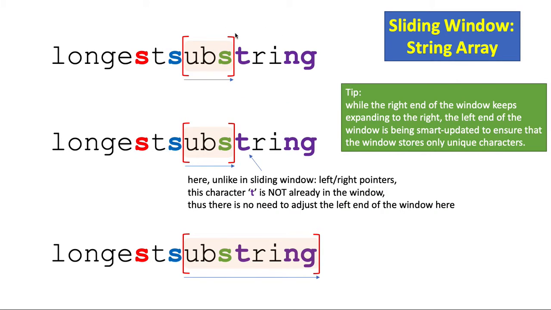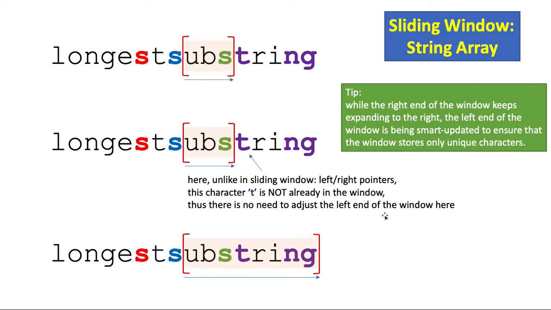Here we keep traversing to the right, expanding the right end of the window. Here we encounter a character T, the purple T. However, unlike in the left and right pointers version of the sliding window technique, this character T is not already in the window. U, B, S, T. There's no need to adjust the left end of the window here.